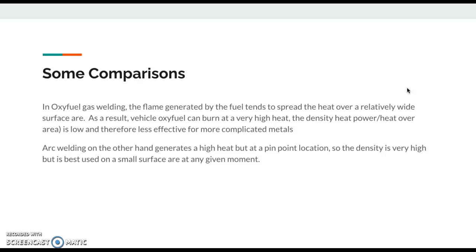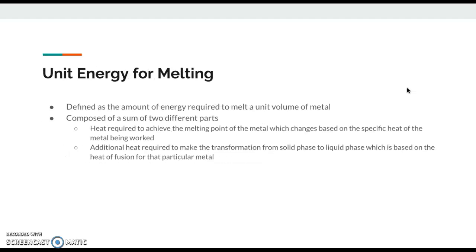But your power density and your heat over the area is pretty low, as opposed to arc welding, which you're creating this electric discharge over a much smaller area. So while it may have a similar heat associated with it, it's over a much smaller area, and so that density is much higher. That power density that you're working with is much higher, even though the heat itself might not actually be that much higher.